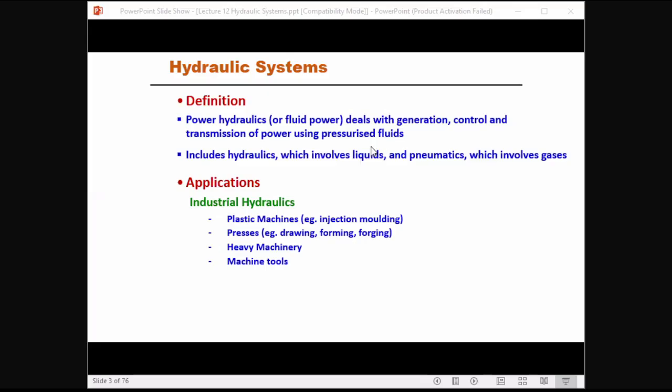Hydraulic oil also has good stability to resist breakdown, good thermal stability.